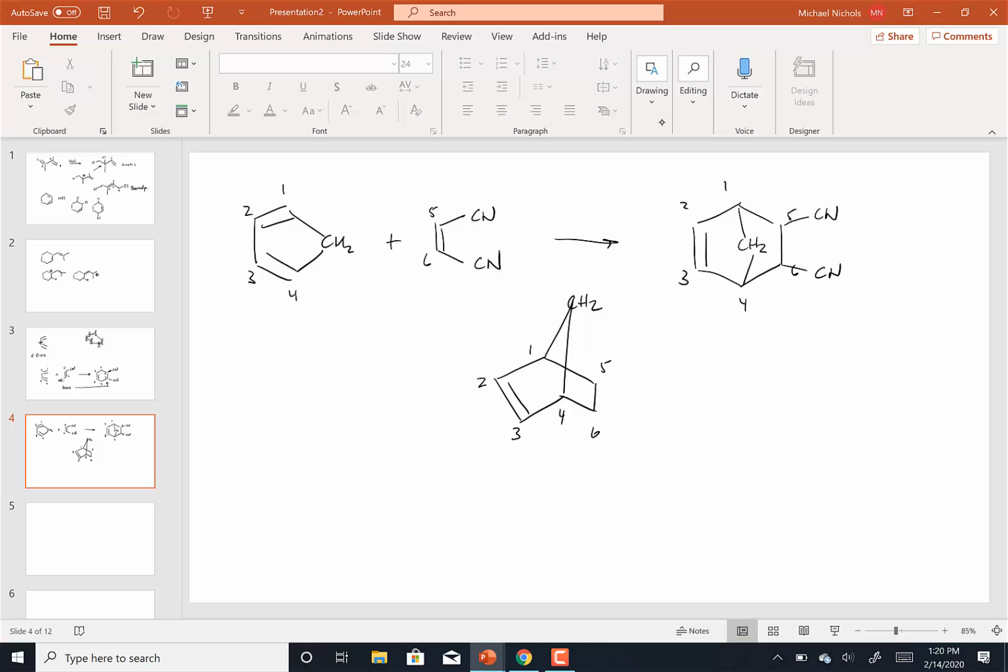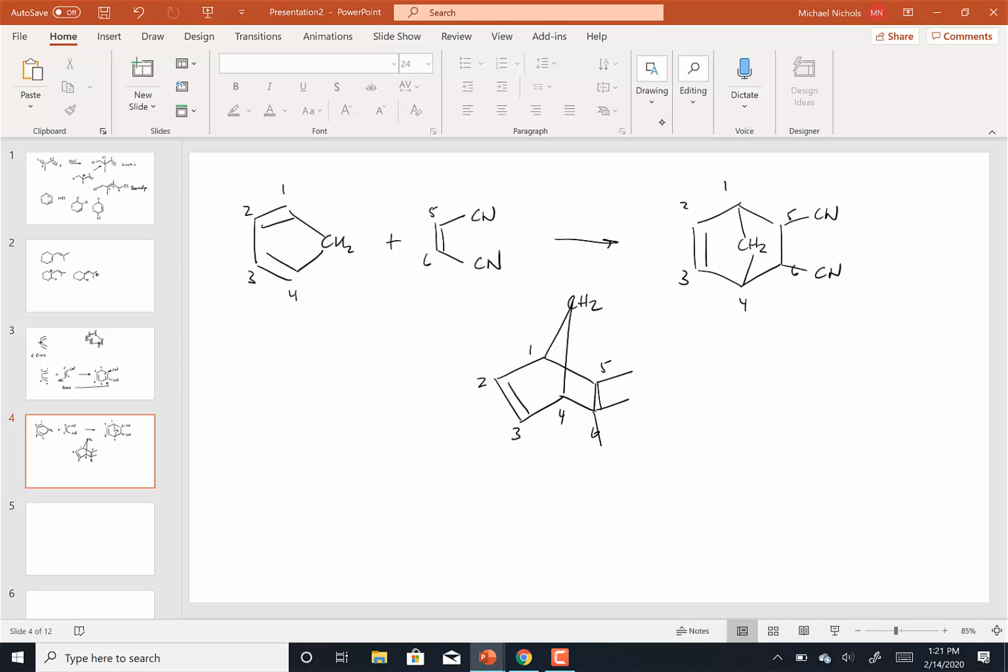Okay. Now the question is, where do 5 and 6 go? Where do the CNs that are attached to 5 and 6 go? Because they could be equatorial or they can be axial. So if you just look at carbons 1 through 6, that is a boat-shaped cyclohexane ring. If you erase the CH2, it would be in the boat. The CH2 is holding those 6 carbons in the boat.